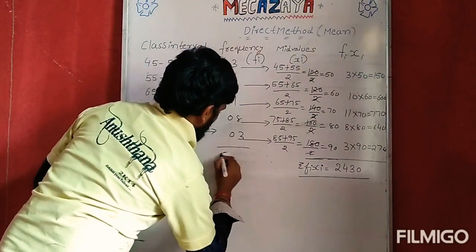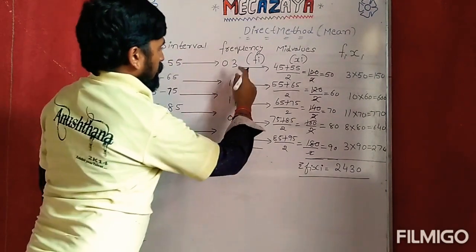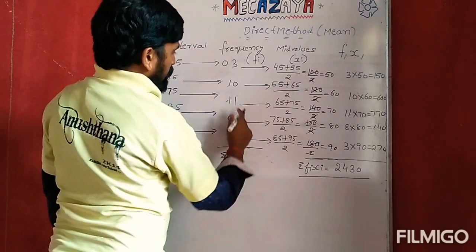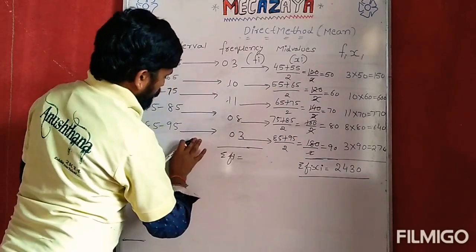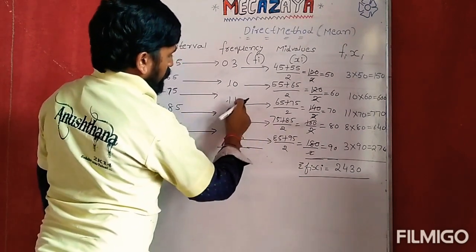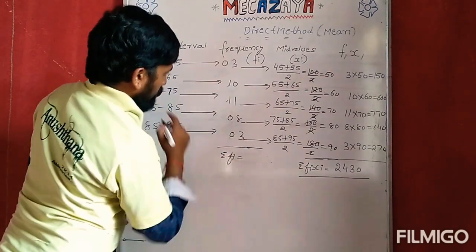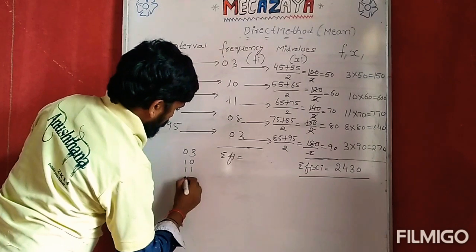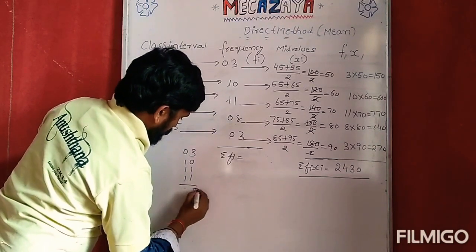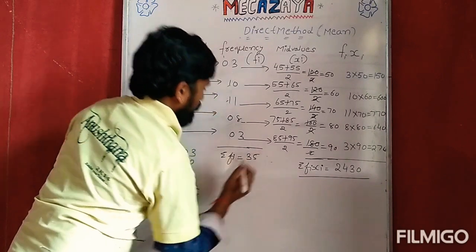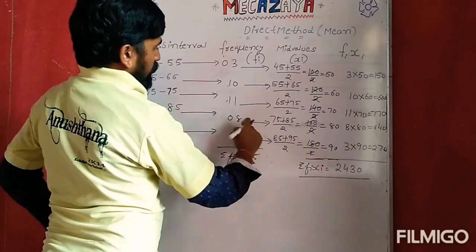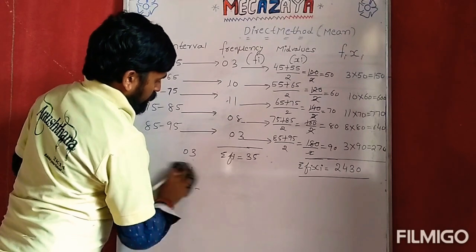Now this is sigma fi. What is sigma fi? Adding the frequencies 3, 10, 11, 8, 3, the total is 35. So sigma fi is 35.